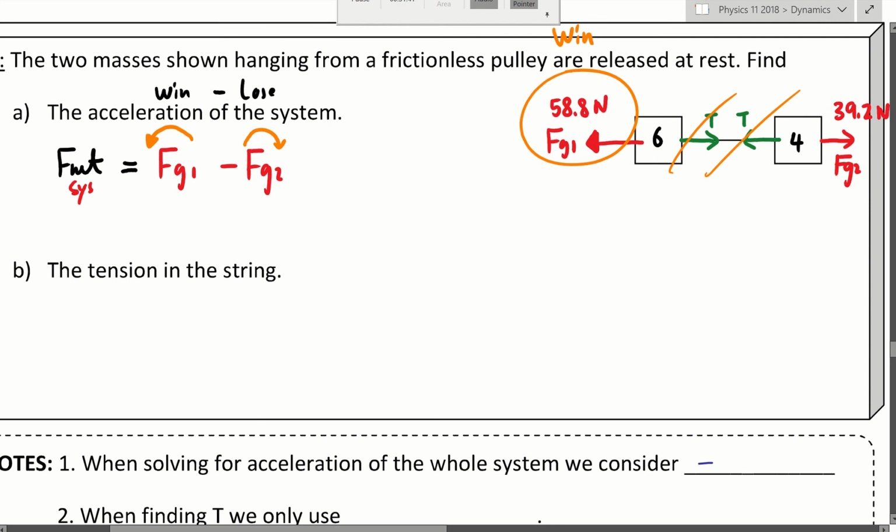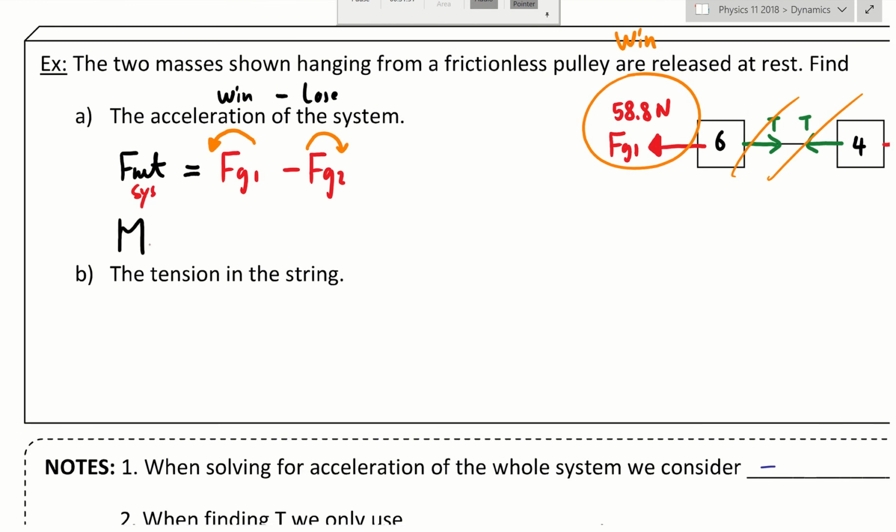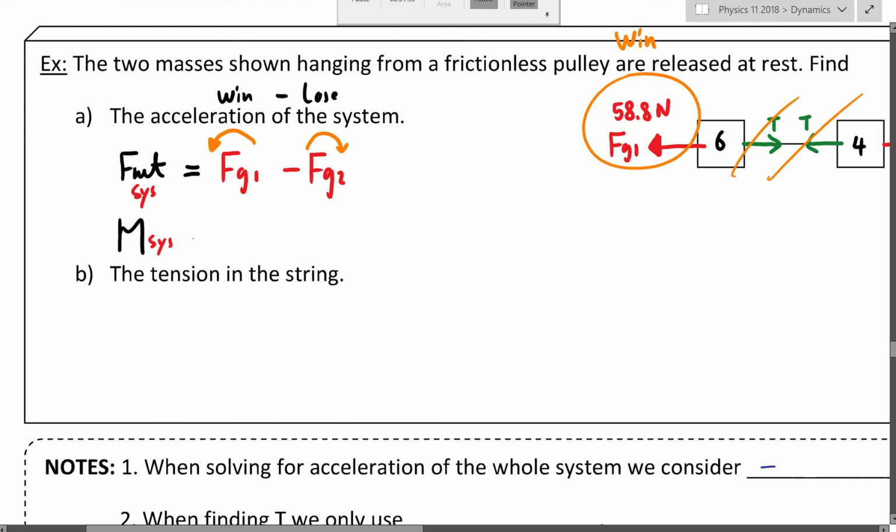Okay? Now, what does F net equal to? F net equals MA, but this is a system, so F net equals the system's MA. Fg1 minus Fg2 is just a number minus another number. So 58.8 minus 39.2, over the mass of the entire system, which is 6 plus 4 kilograms.